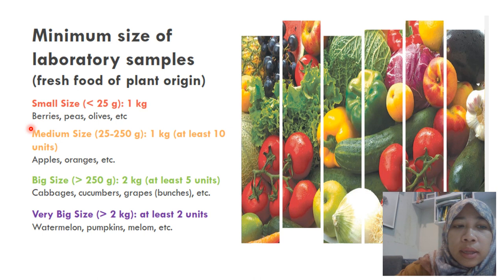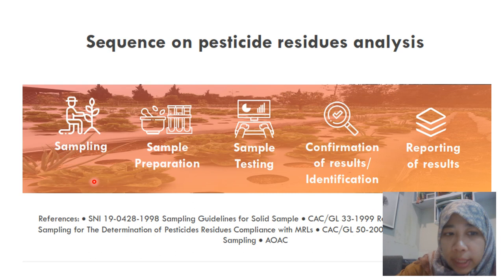This is different for analyzing MRL in apples and oranges: at least 1 kilo or at least 10 units. For very big sizes, for example watermelon and melon, more than 2 kilos, we should bring at least 2 units of the crop, 2 units of watermelon, for example. So there is a minimal sample that we should bring from the field, whether fruit, vegetables, paddy or anything that we plant.